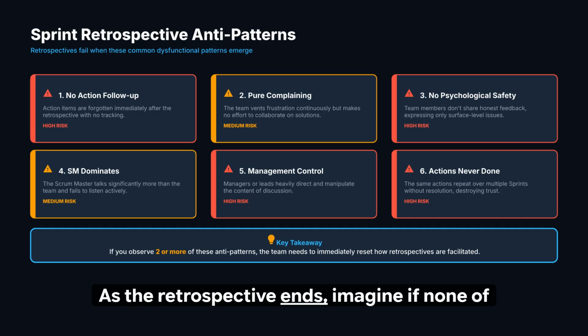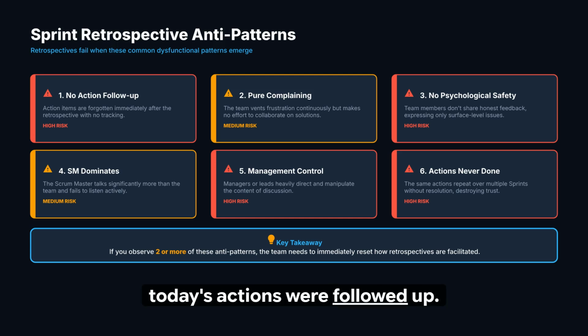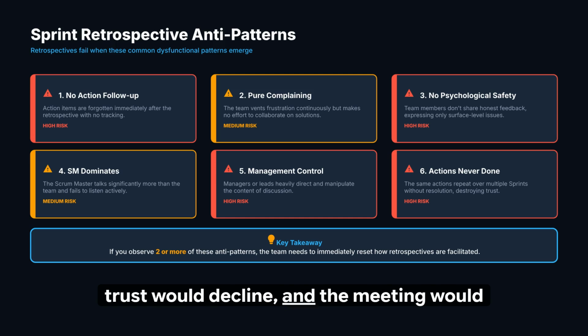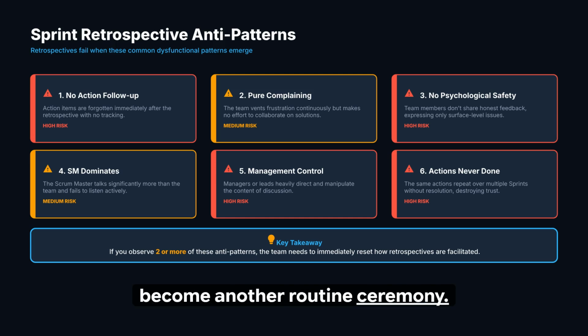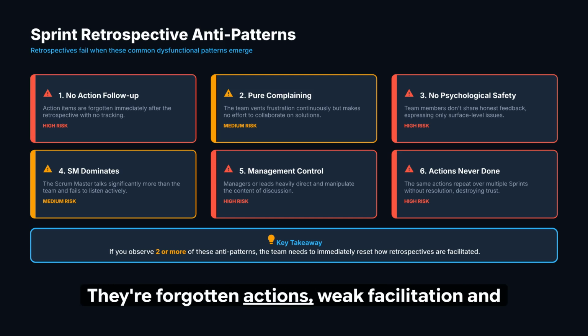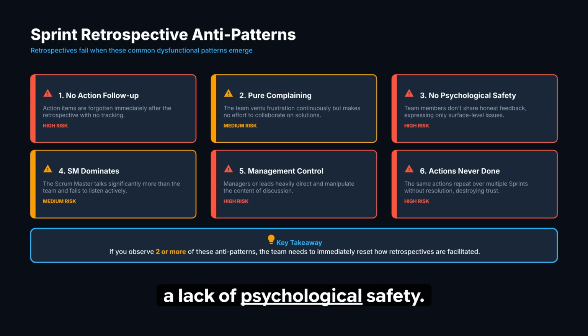As the retrospective ends, imagine if none of today's actions were followed up. Next sprint, the same complaints would return, trust would decline, and the meeting would become another routine ceremony. That's exactly how retrospectives fail. The biggest risks aren't the format or the tools. They're forgotten actions, weak facilitation, and a lack of psychological safety.